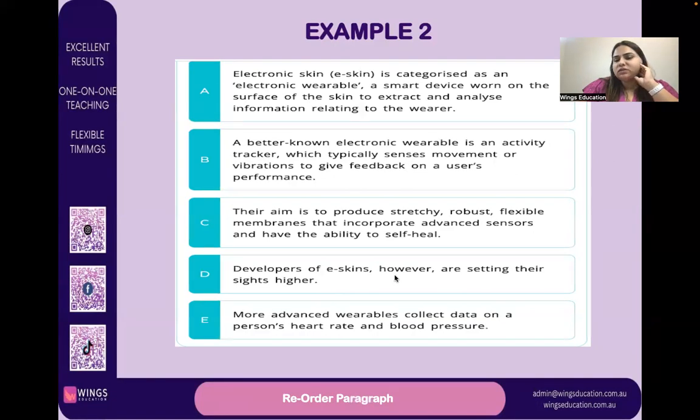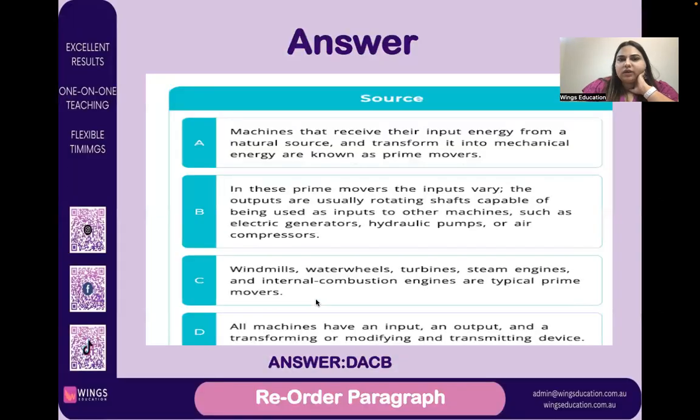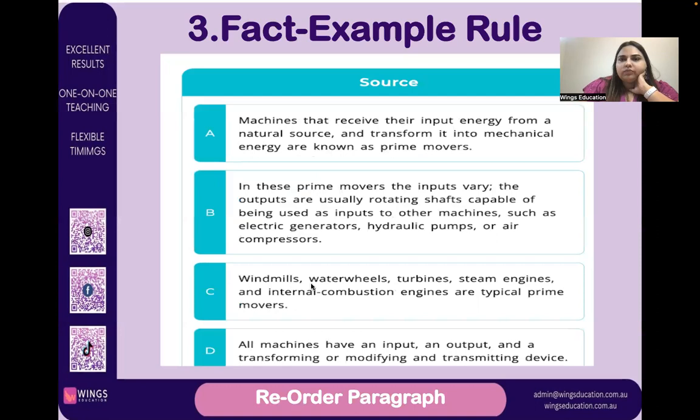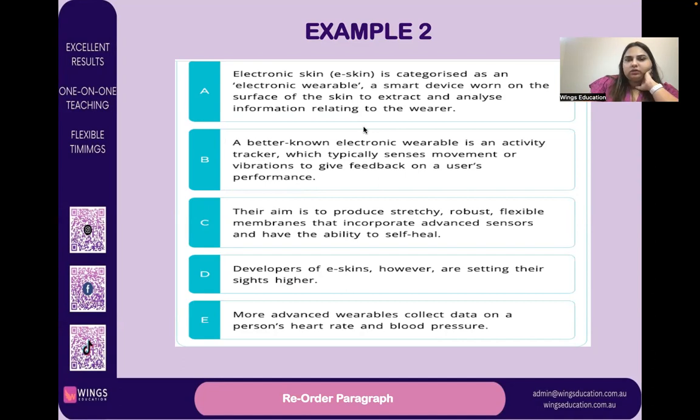So e-skins, you can see electronic wearable. E-skin electronic wearable is an electronical wearable, a smart device. So you can see where's the full form. So it's A, that's where it is. So you can see that A is the correct answer. And then now checking, where is that? I think it was in the correct order.